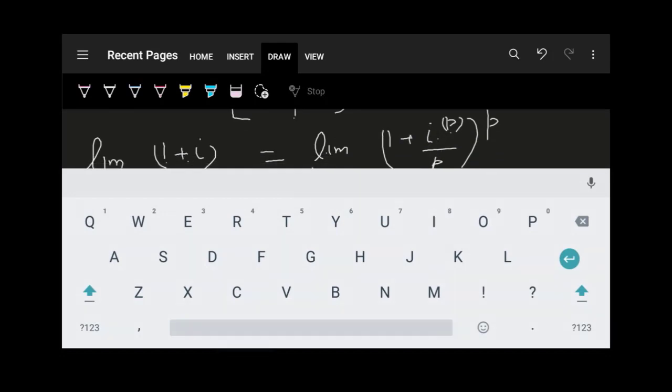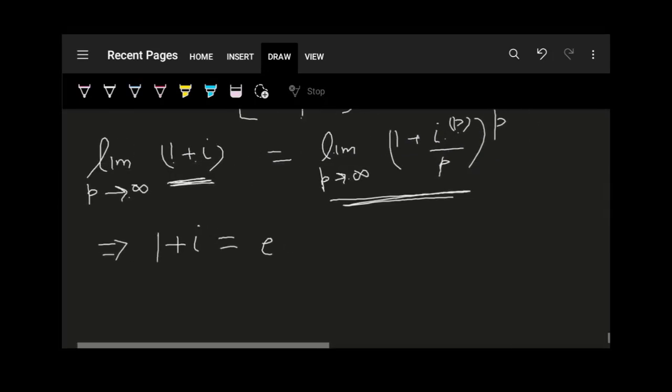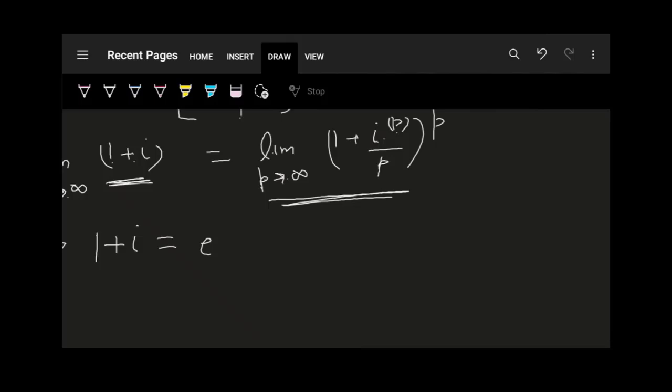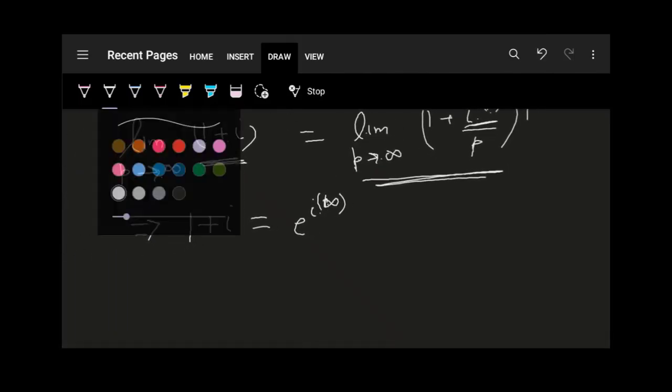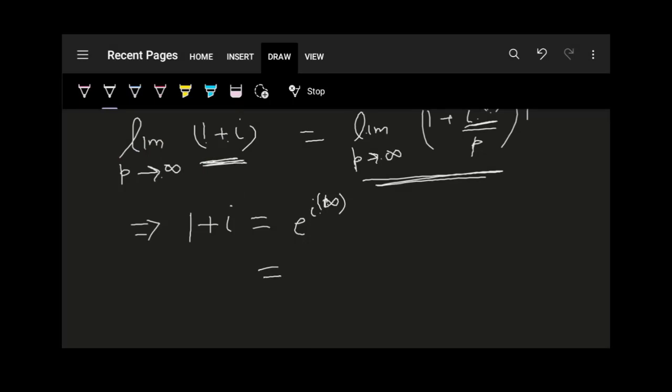If I compare this term with the term on the RHS, I can see this ip term. This ip term is my x. So I can write this e to the power, and since p is tending towards infinity, I can write it as e to the power i infinity. And we know that i infinity is nothing but delta. So we get this result: 1 plus i equals e to the power delta.